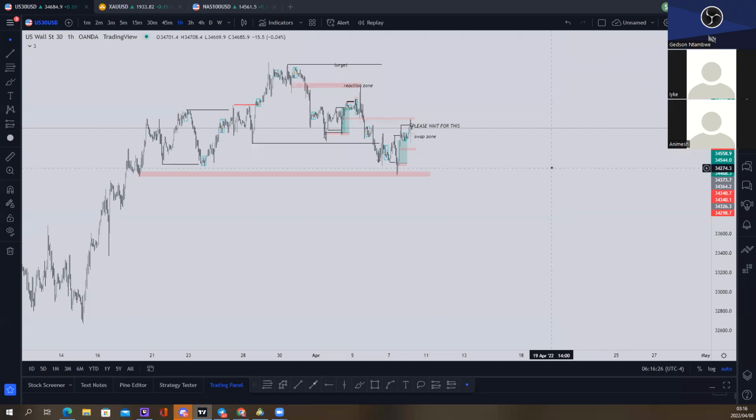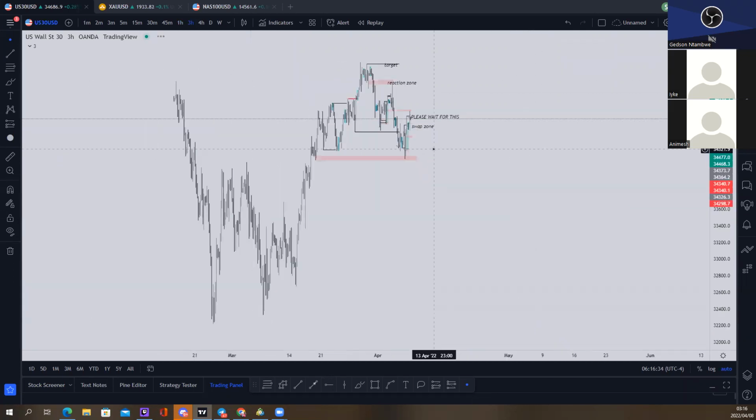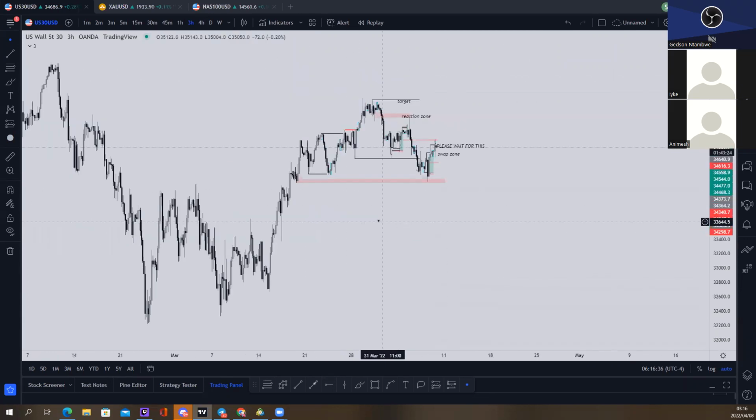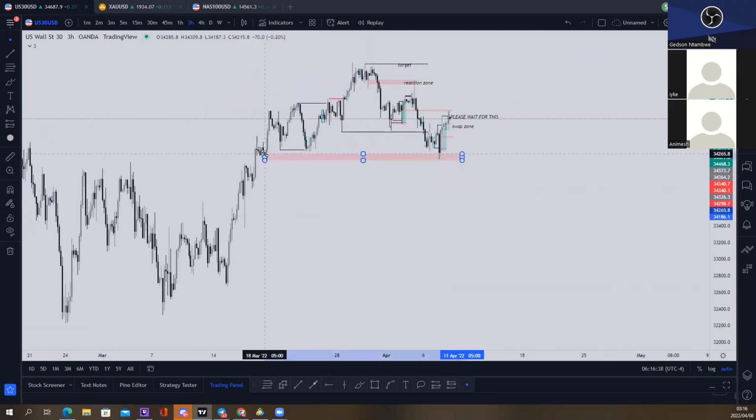And for guys that are joining a bit late, I'll make sure I post this video because I'm recording for you. Let's say, for example, I'm gonna come to the buy of yesterday when I shared this buy yesterday. Remember guys, I sent something like this yesterday. This was all my zone yesterday.